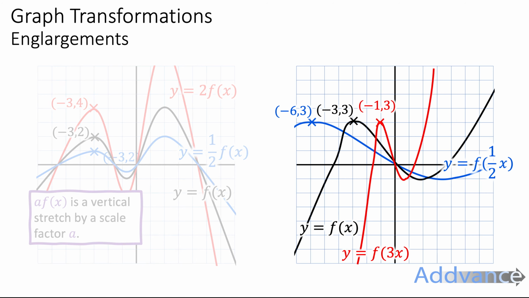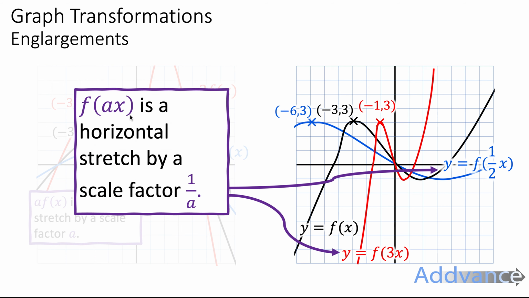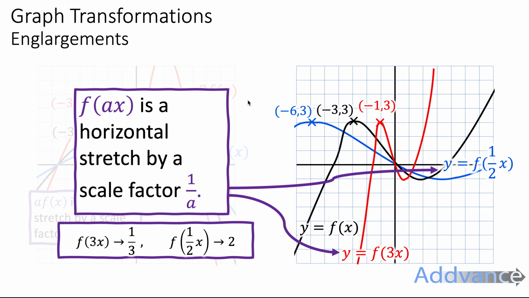So, what we can say is that f of ax is a horizontal stretch, a side-to-side stretch, by a scale factor of 1 over a. So, if it was f of 3x, the stretch is by a third, so you third the graph, it's like you're squashing it to a third of the size, and that means the x-coordinate is multiplied by a third. F of half of x, that's like dividing the x by 2, that means we have to double the size of the curve, and that means we double the x-coordinate.